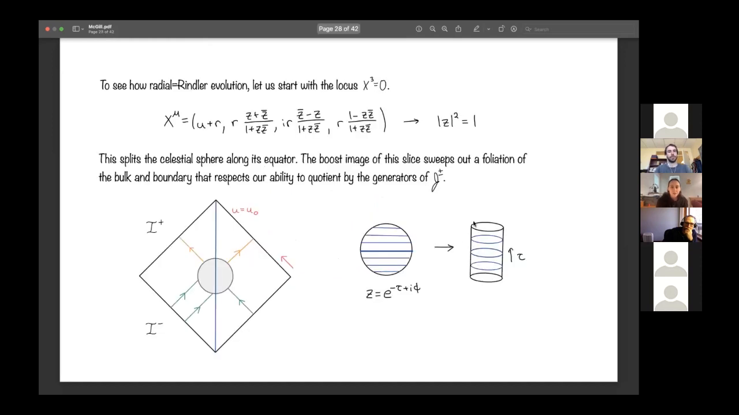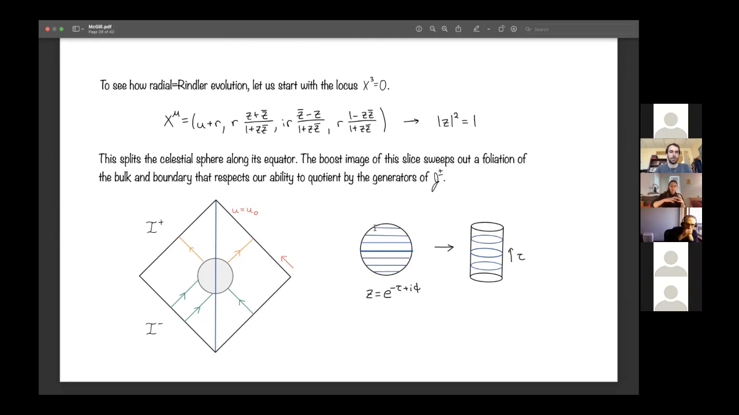Okay, so let's start with the easiest slice, which is just x3 equals 0. I'm looking at coordinates near null infinity, and the celestial sphere coordinates will be restricted at x3 equals 0, which means that I'm on the equator of the celestial sphere. Now, if I want to look at the foliation of the celestial sphere corresponding to different radial times, what I'm doing is looking at the boost images of that slice towards one rim of the horizon and towards the other rim of the horizon. And so that should sweep out, in the bulk, going over towards the North Pole or to the South Pole.